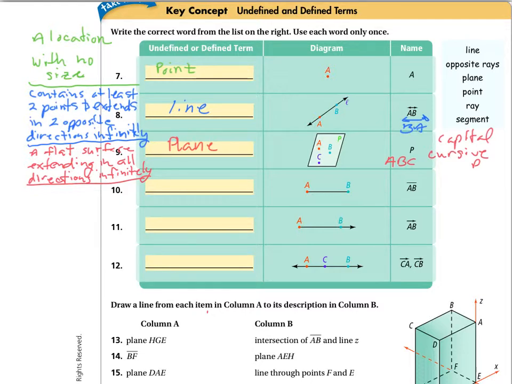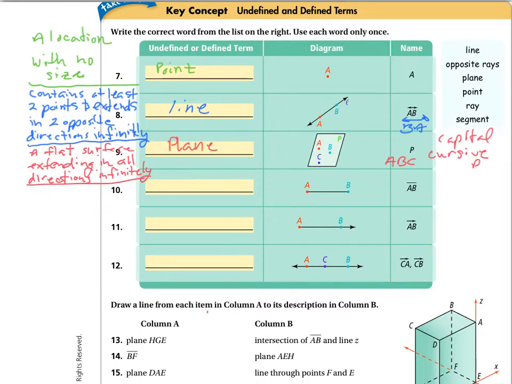What is the difference between this picture right here and this picture right here? What's the big difference between these 2? One of them stops. This one doesn't have any arrows, and this one has arrows. So this is called a line segment, and it's a part of a line. So this line right here contains line segment AB, and here is line segment AB pulled off of that line.